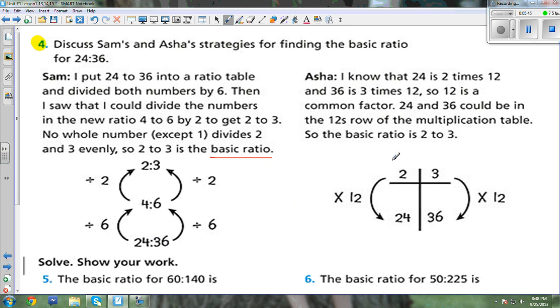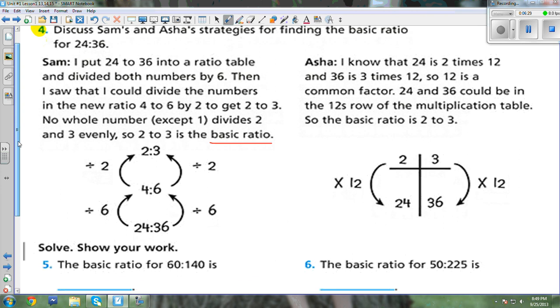I know that 24 is 2 times 12 and 36 is 3 times 12. So 12 is a common factor. 24 and 36 could be in the 12's row of the multiplication table. So the basic ratio is 2 to 3. So in this case, they really looked at the 24 and the 36 and said, oh, I know that 12 will go into 24 and that 12 will go into 36. So really divide by 12 and you get 2, and divide by 12 and you get 3. Another way of taking your ratio down to its basic ratio.